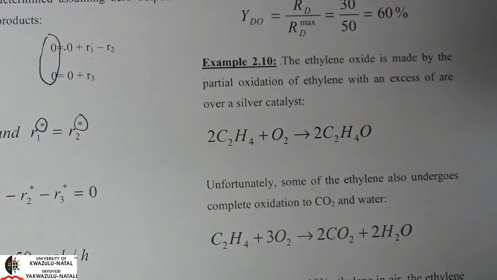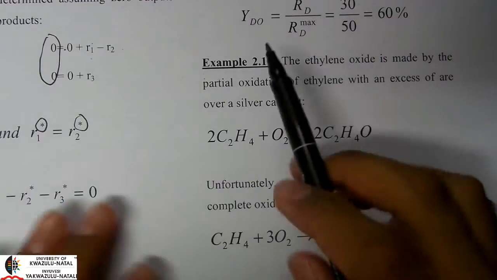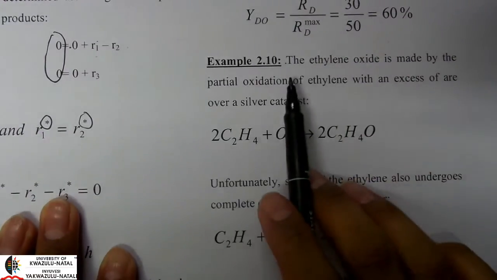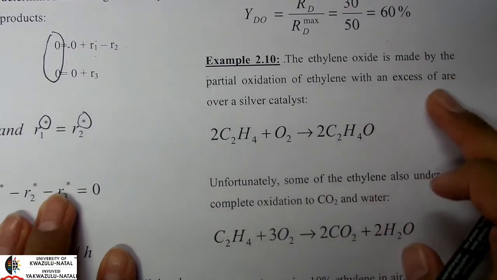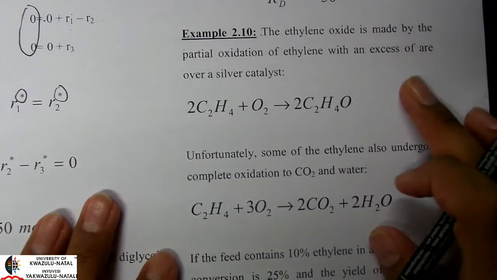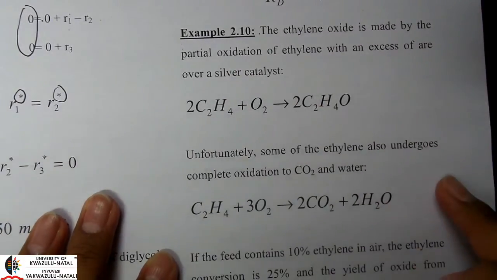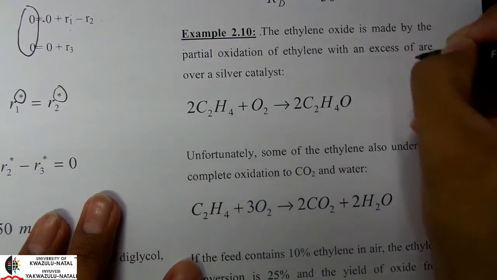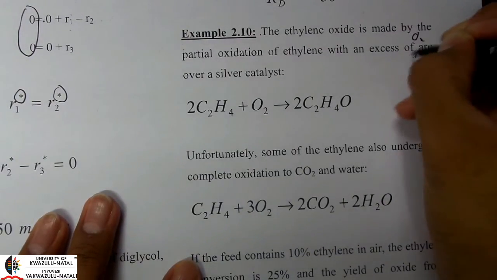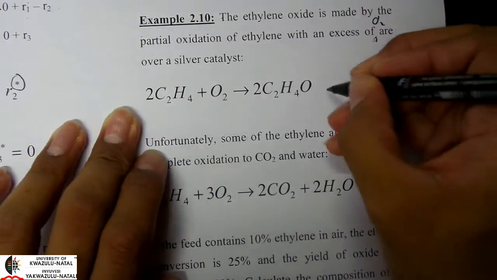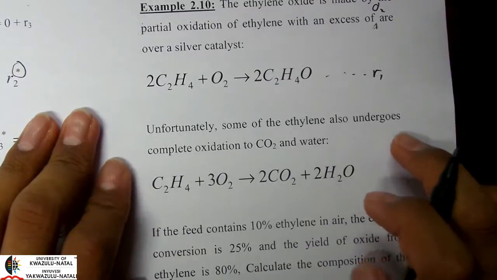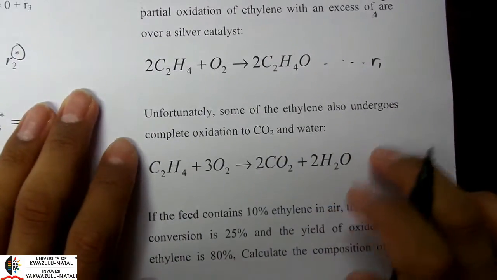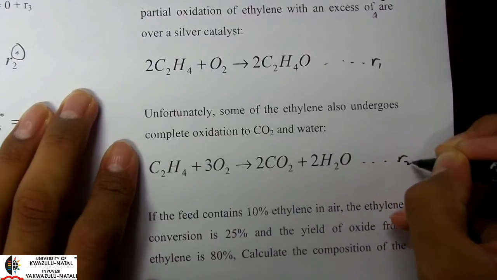Now let's look at a slightly more elaborate example. Okay, we have example 2.10. The ethylene oxide is made by the partial oxidation of ethylene with an excess of oxygen over a silver catalyst. Okay, so that's an excess of oxygen there, sorry. So this is our primary reaction. Unfortunately, some of the ethylene also undergoes a side reaction to produce CO2 and water. Okay, so these are our undesirable products.